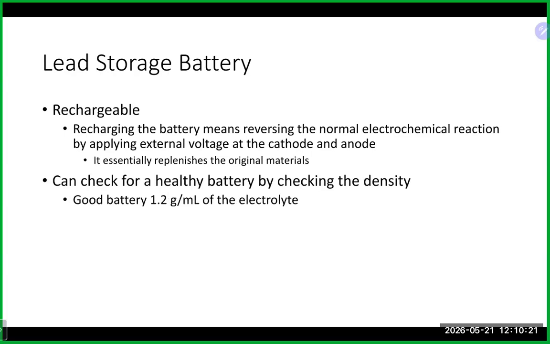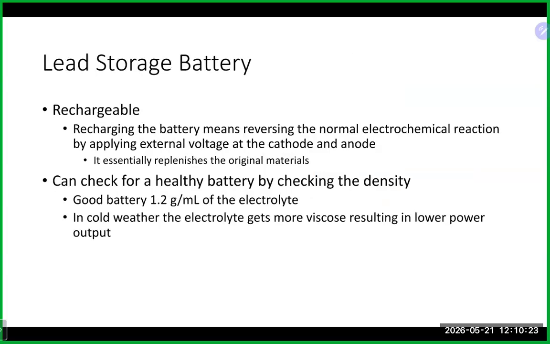We also, it is rechargeable, right? So if you ever had to jump your car, they usually tell you just let it run for a while there to hopefully recharge it. We also have a lot of times in cars, alternators and stuff like that. So we do not just deplete the battery.